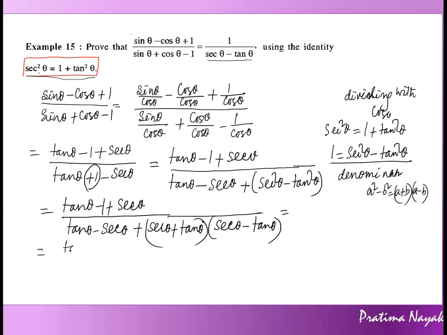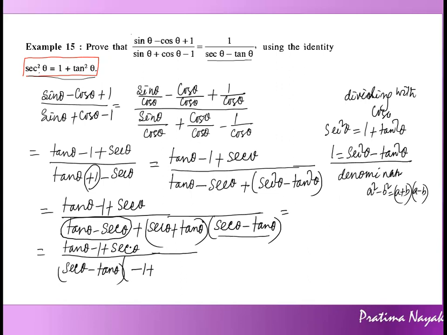Now it is tan theta minus 1 plus sec theta, and here I'll take common sec theta minus tan theta. If I take sec theta minus tan theta common from this, how much will I get? I'll get minus 1, because I'm taking sec theta minus tan theta common. So minus 1 plus sec theta plus tan theta.